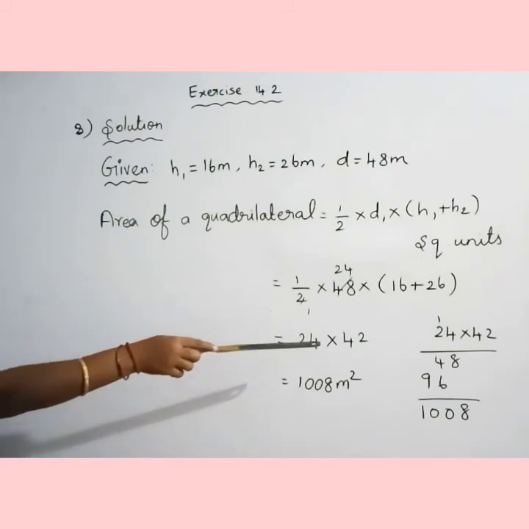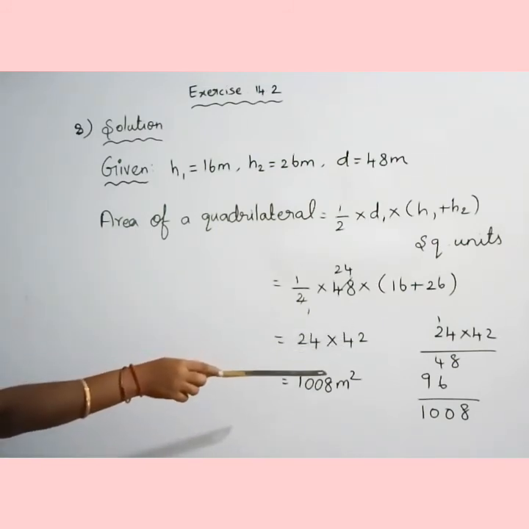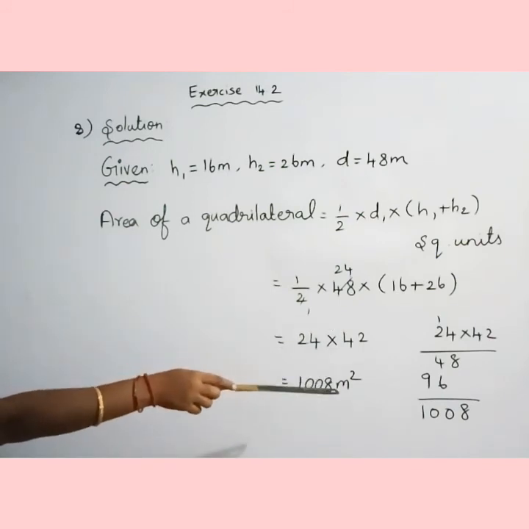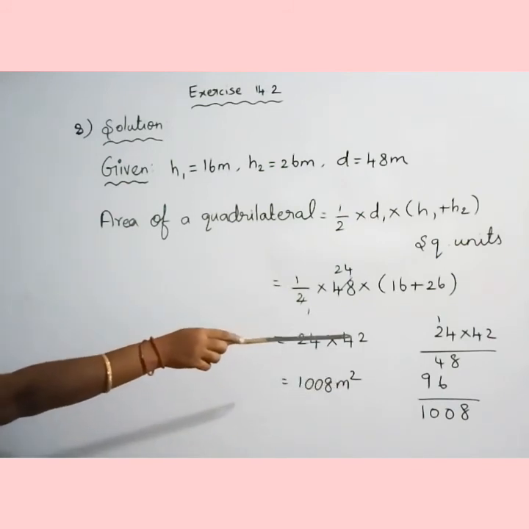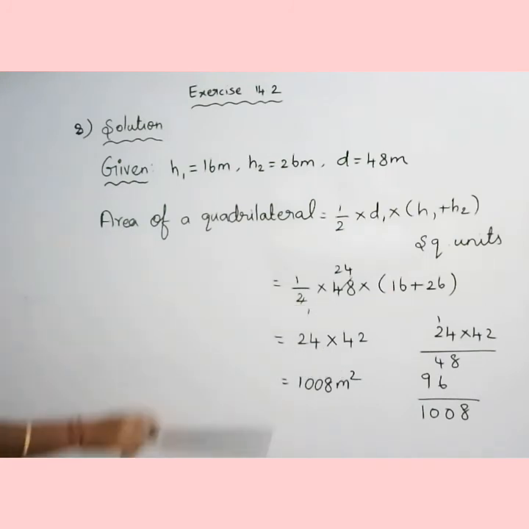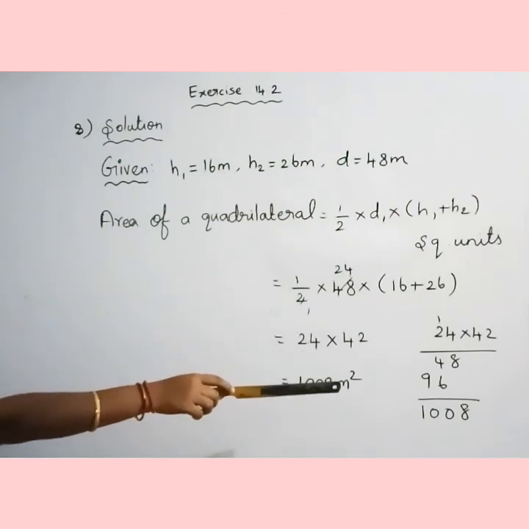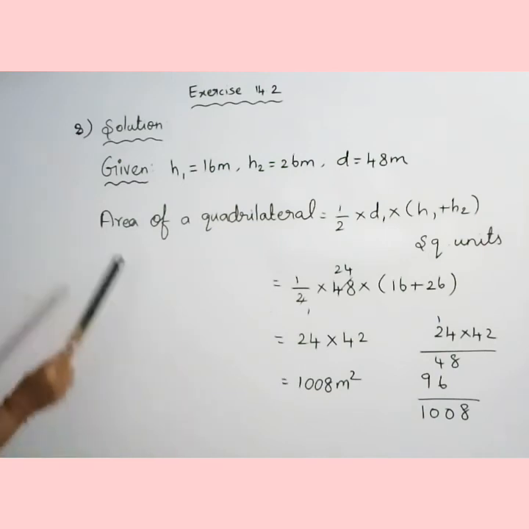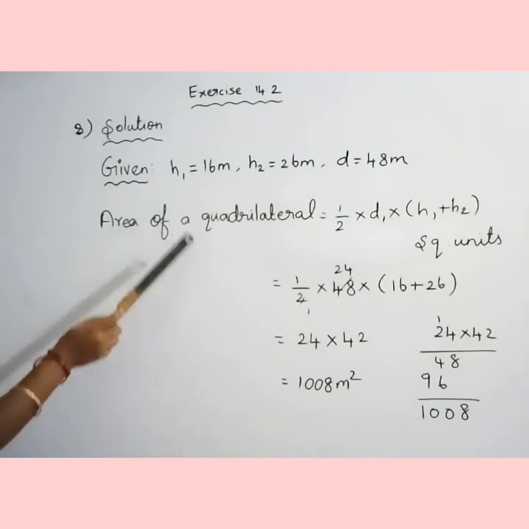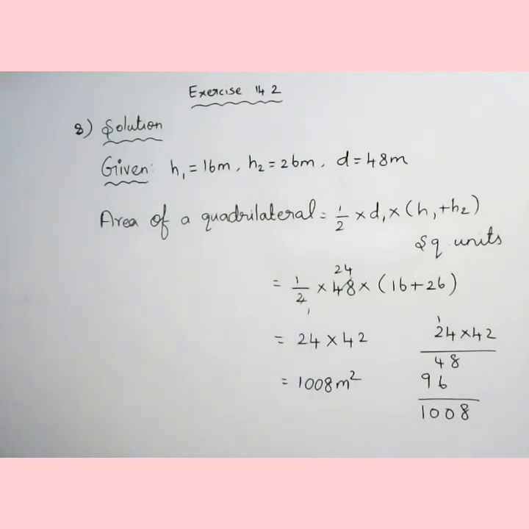Now multiply these two values. 4 2s are 8, 2 2s are 4, 4 4s are 16, remainder 1, 4 2s are 8, 8 plus 1 is 9. First add 8, 6 plus 4 is 10, write 0, remaining 1, 9 plus 1 is 10. So area of the quadrilateral is 1008 meter square.